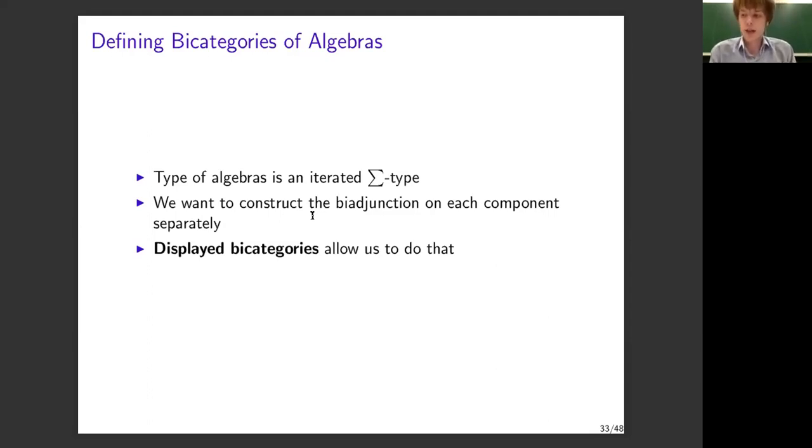Instead, we'll use a trick to define the biadjunction component-wise. So instead of defining a biadjunction just on the level of algebras, by defining functors between algebras, and then you have the biadjunction, we define it component-wise. So we need machinery to define biadjunctions and bicategories this way. And the machinery for that is displayed bicategories. They allow you to construct bicategories of which objects are like sigma types.